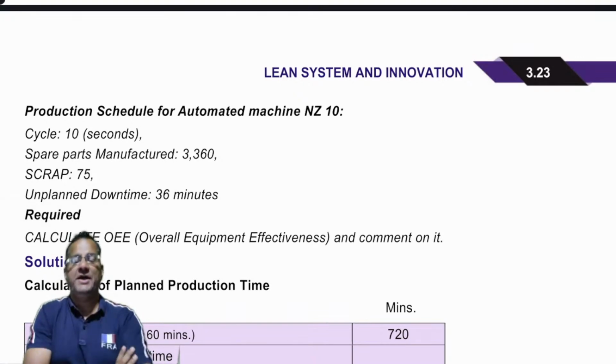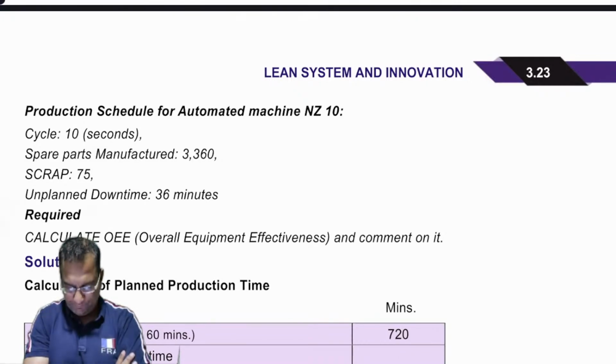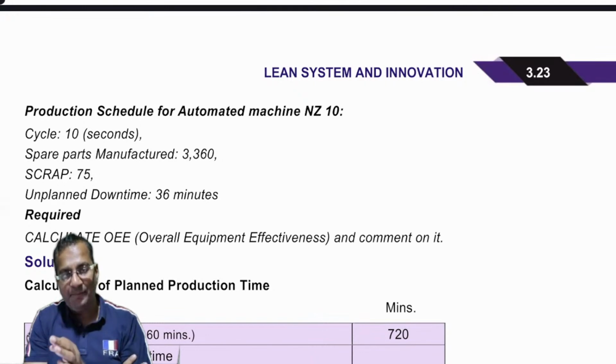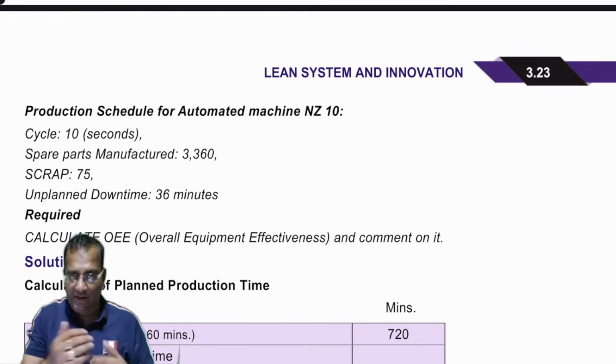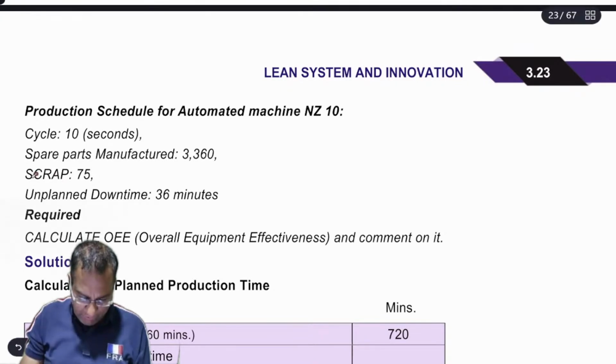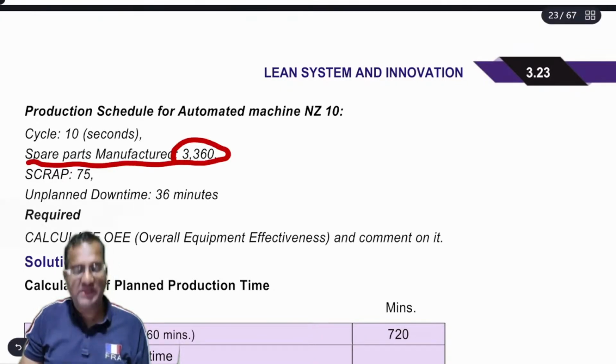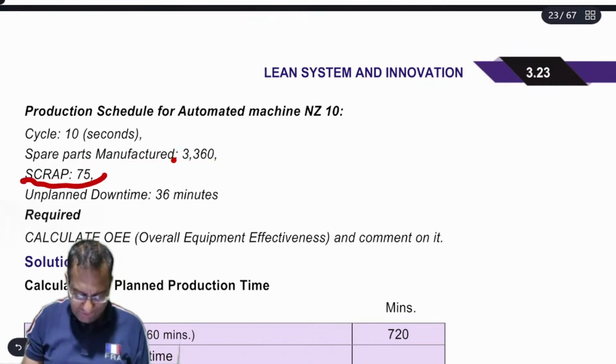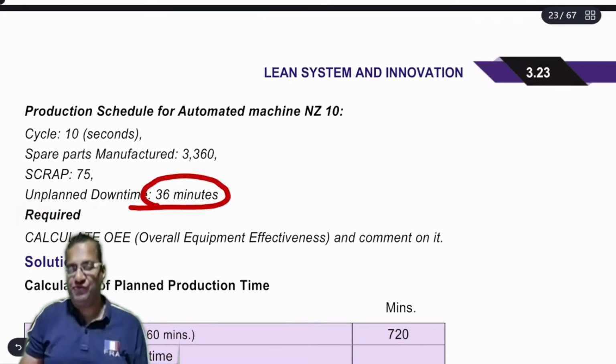A very, very important interpretation in this particular question. Cycle 10 seconds. It means to manufacture a unit, the standard time is 10 seconds. Once again, I am repeating, beta. To manufacture a unit, the standard time is 10 seconds. Spare parts actually manufactured 3360. Out of that, 75 units have been scrapped, and unplanned downtime is 36 minutes.